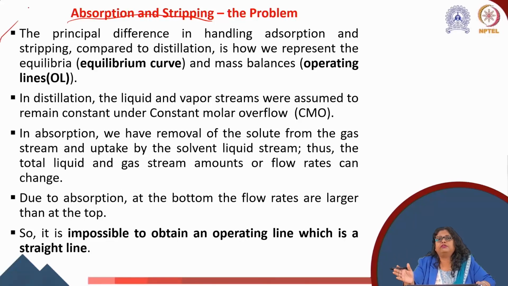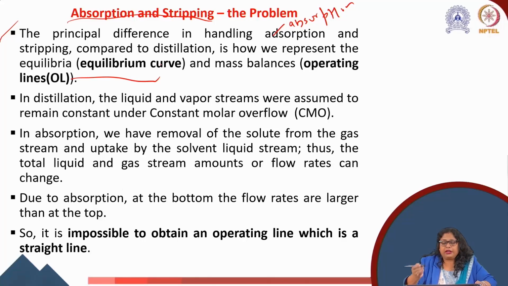The principal difference in handling absorption and stripping, if we compare with distillation, is how we represent the equilibria, that is the equilibrium curve, and the mass balances, that is the operating line. Yesterday we saw the equilibrium and operating line equations.